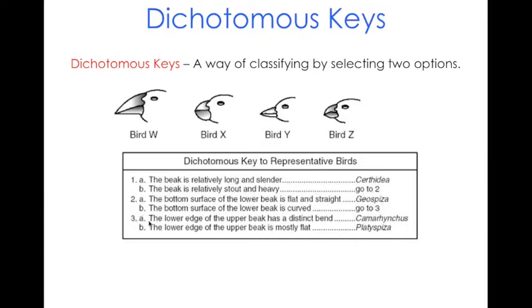And so the lower edge of the upper beak has a distinct bend, or the lower edge of the upper beak is mostly flat. So the lower edge of the upper beak is here, and it is relatively flat, so it is a Platyspiza. And so we've identified bird W, and we've identified bird Z. You can go ahead and try to figure out what bird Y and bird Z are. But that is the basis of a dichotomous key. When scientists identify organisms, they produce this dichotomous key that they can then bring out into the field and use to identify any unknown species, whether they belong to a group.